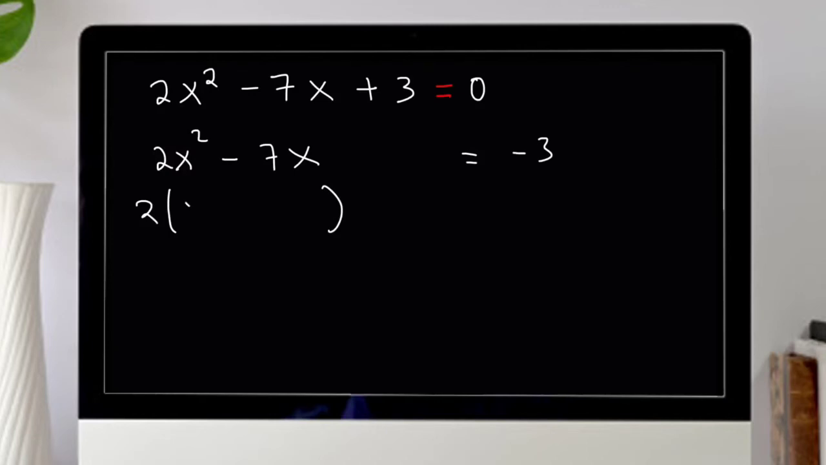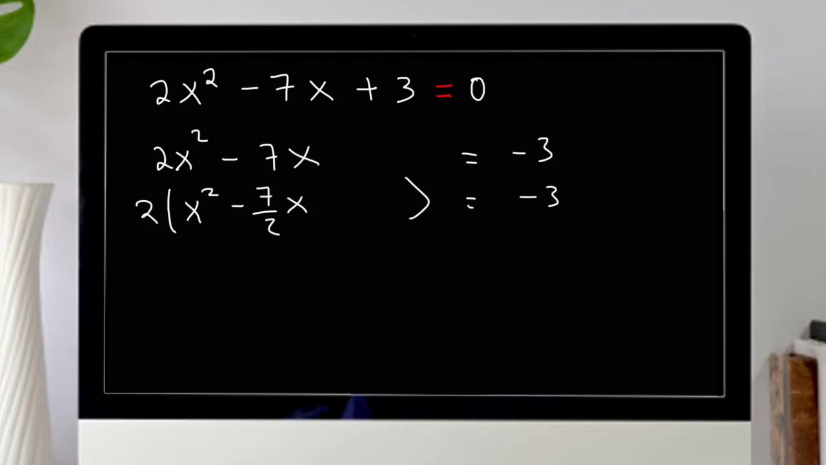Factoring out 2 from 2x squared gives us x squared. But how do you factor out a 2 from an odd number? What you do is just divide it by 2. So this becomes negative 7 over 2, because 2 times negative 7 over 2 is negative 7. Now we're going to leave a space and then put negative 3.